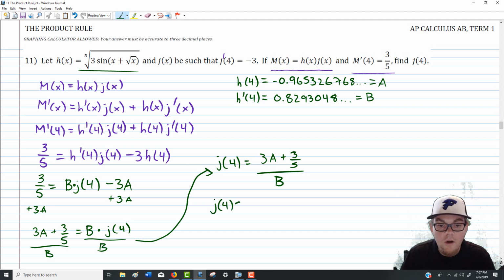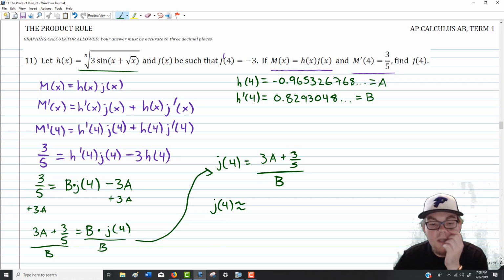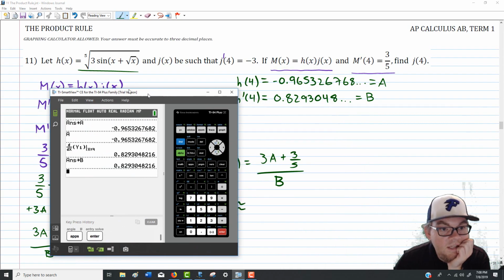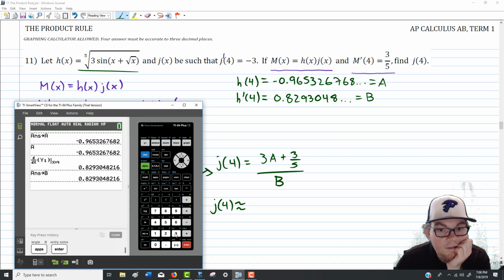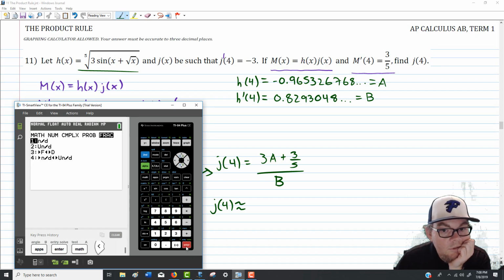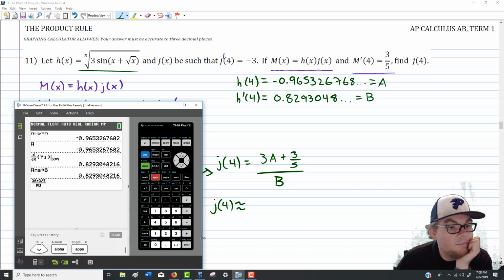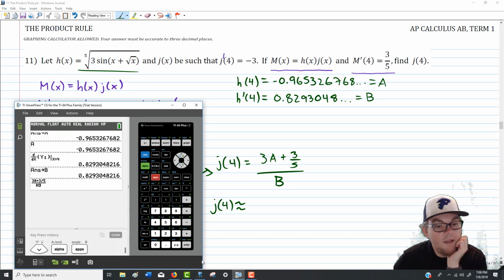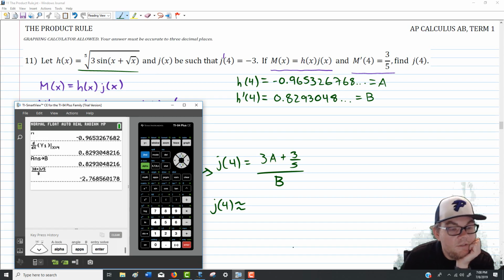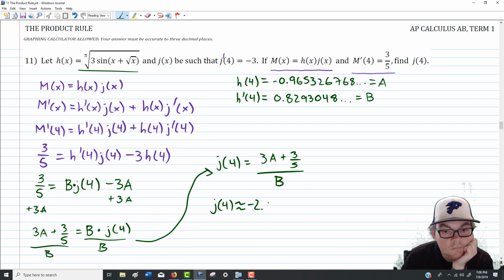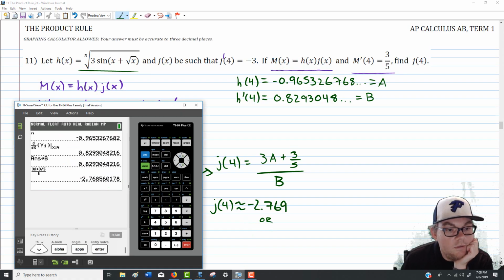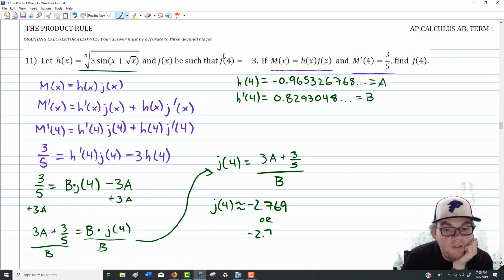And for our purposes, we want to have our approximate final answer. So once again, I'm going to pull out the calculator, move it to the side a little bit here. We're going to have 3 times a plus 3/5 all divided by alpha b. And make sure it looks right. Gives us our value of negative 2.769, or we could go with the approximate value, negative 2.768.